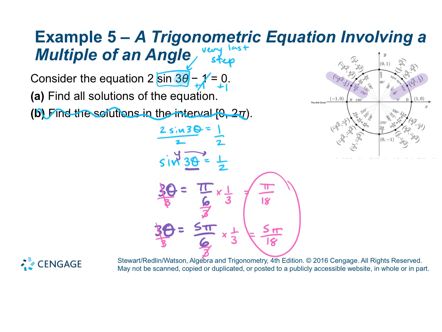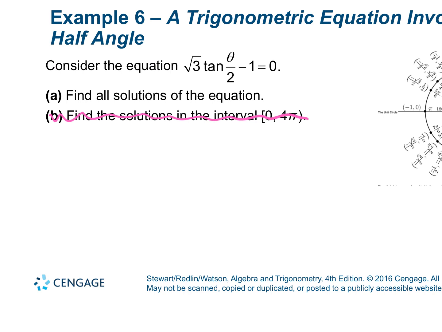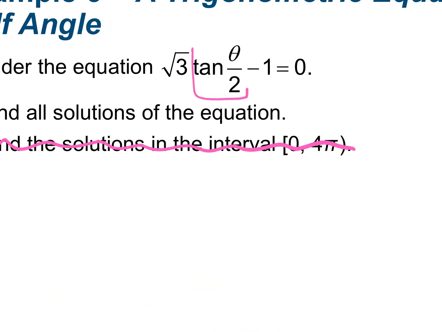So when you have a multiple angle, when you have something multiplied or divided to that theta, a multiple of an angle, it's the very last step that we do, and it just changes our answer. So don't forget to save that for the end, and don't forget to do it. So we want to get tangent all by itself, and the theta divided by 2 is going to be the very last thing that we do. So what would we need to do first? Add 1.